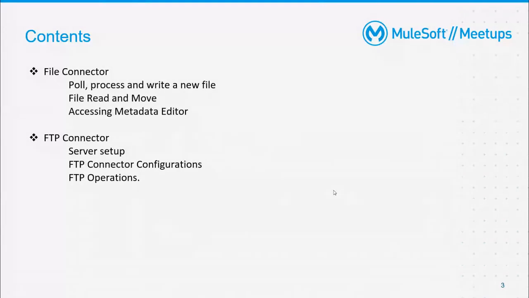So with the file connector, we'll be looking into the whole process of how to write a new file and how to read. I'll give a brief explanation of how to read and move it, and we'll look into a few scenarios and how we connect to set up a server. So, a brief discussion about it.